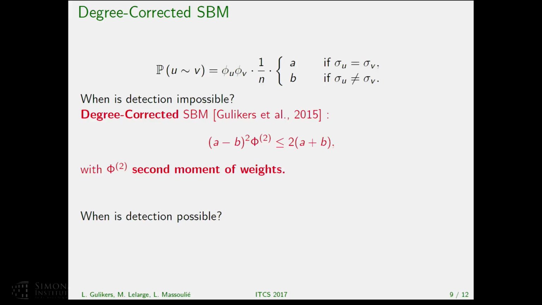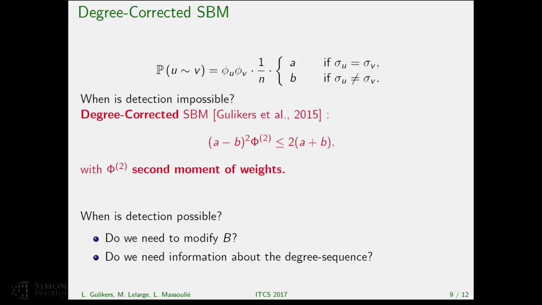And now in this setting we ask ourselves, when is detection possible? Is it just possible above this threshold, or is something else happening in this model? And in particular, could we use the non-backtracking matrix to do community detection just above this threshold, or do we need to modify it? And do we also need to know any information about the weights, or can we find an algorithm that just has to look at the graphs to find communities? We answer those questions in the main result of our paper.